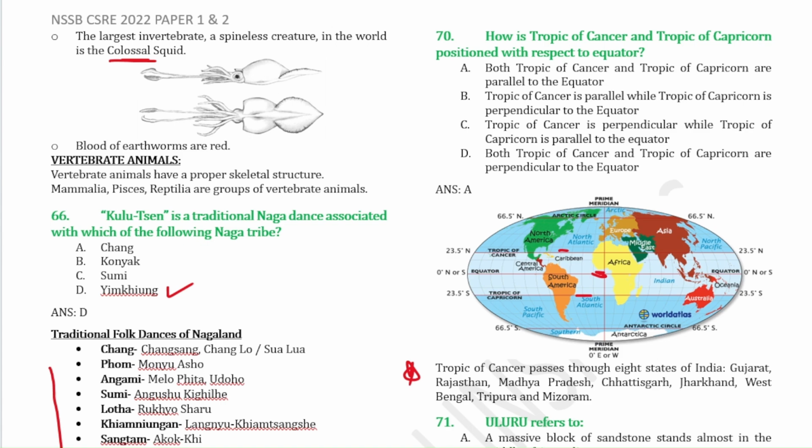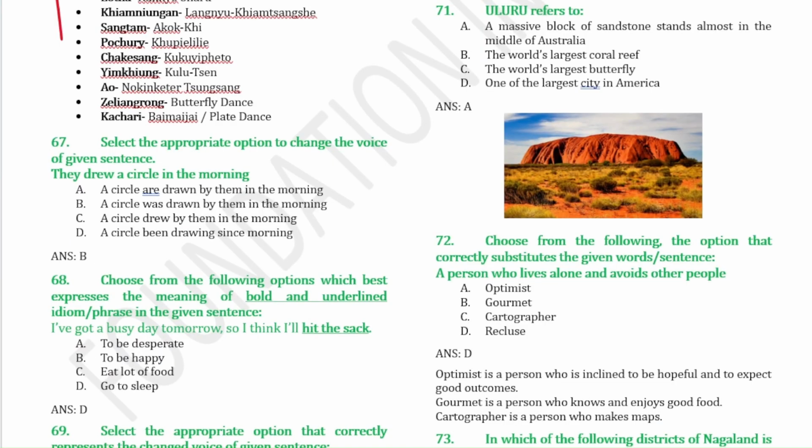So there are 8 states in India through which the Tropic of Cancer passes, and they are Gujarat, Rajasthan, Madhya Pradesh, Chhattisgarh, Jharkhand, West Bengal, Tripura, and Mizoram. So this is important. Question number 71.